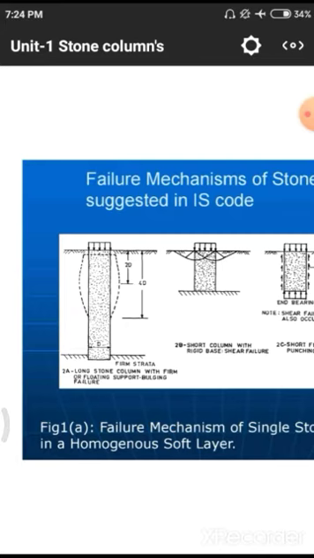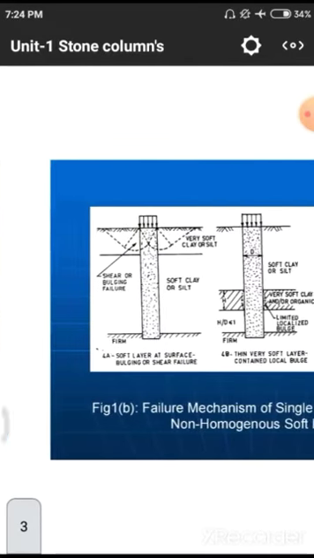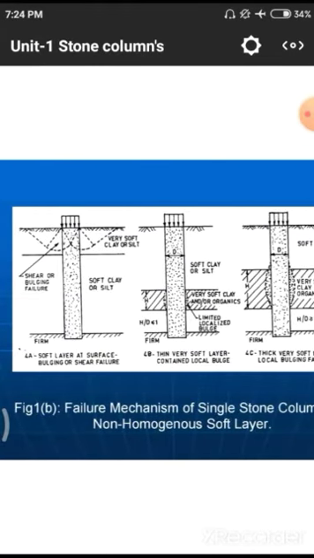the soil is a homogeneous soft layer, but in the second diagram, it is non-homogeneous. That means up to some level we have one kind of soil strata, and after that we have another kind of soil strata. If the layers differ, the forces also differ from layer to layer, so there may be uneven distribution of the load and stress, so definitely we need to go for different kinds of patterns to bear those loads.